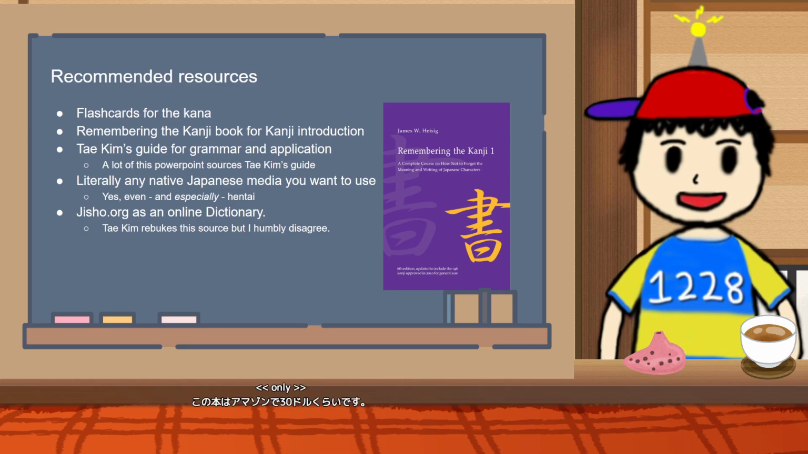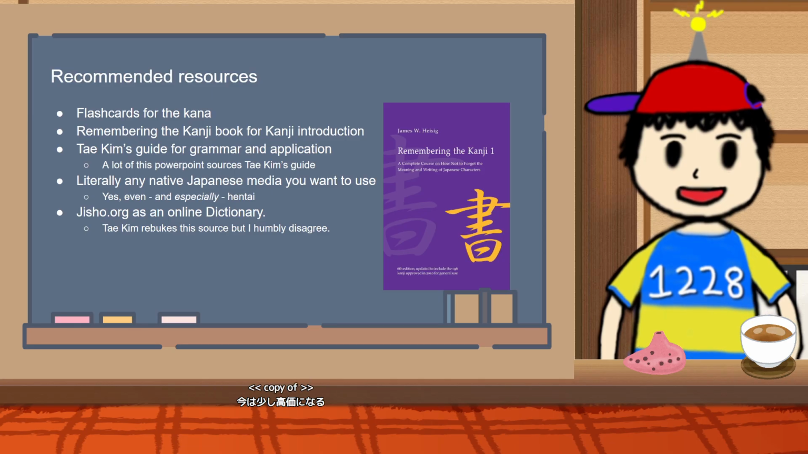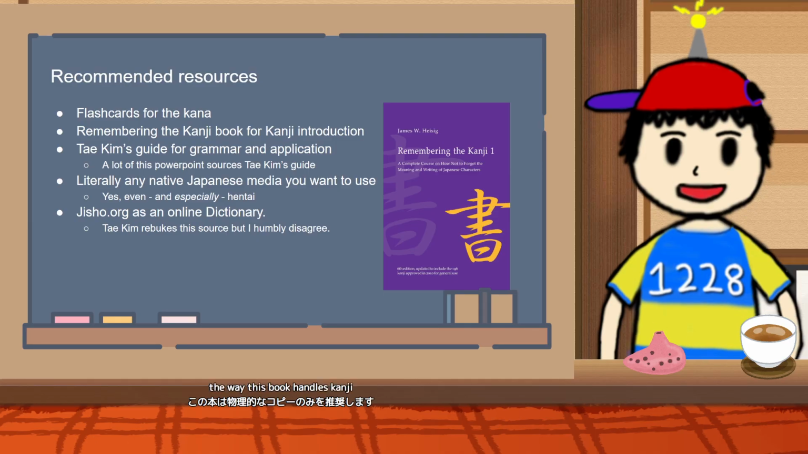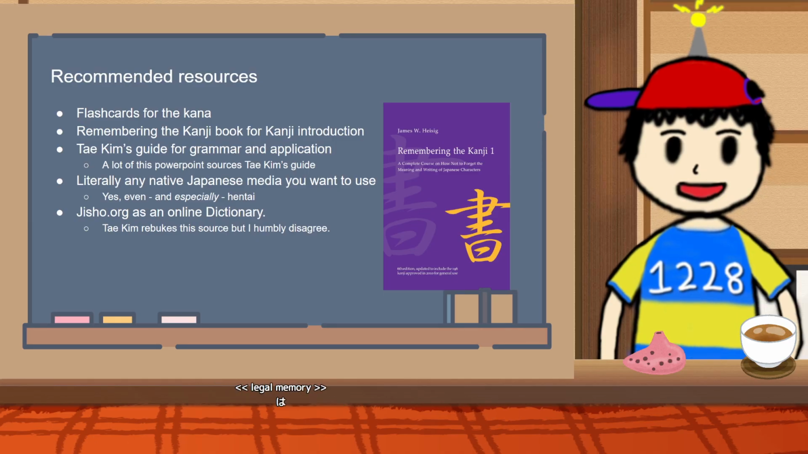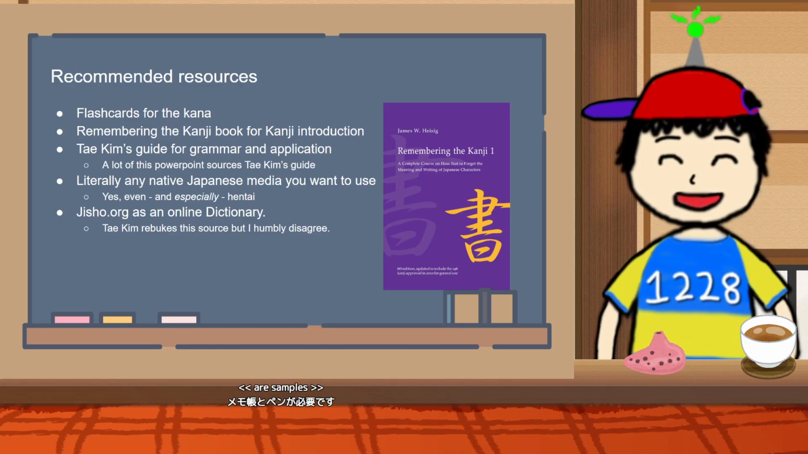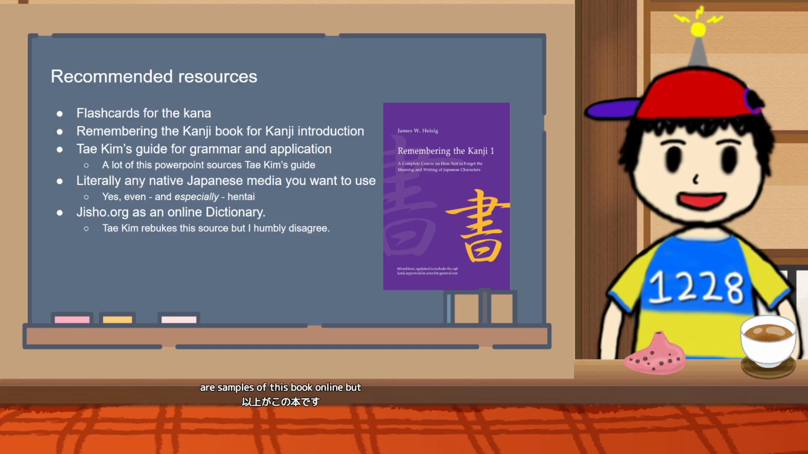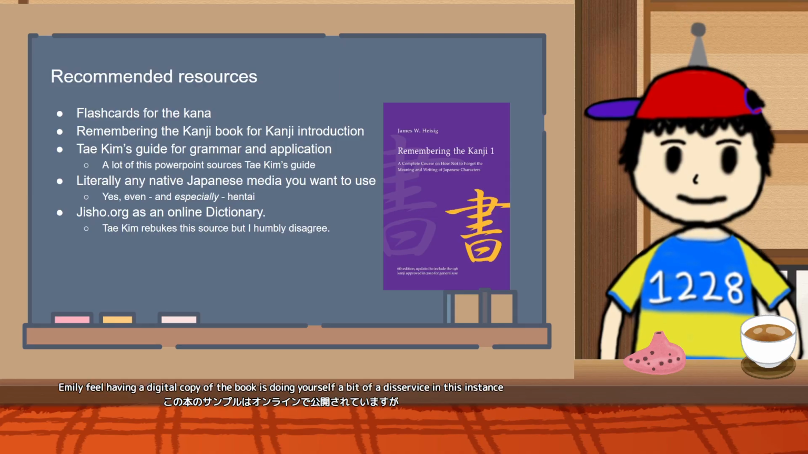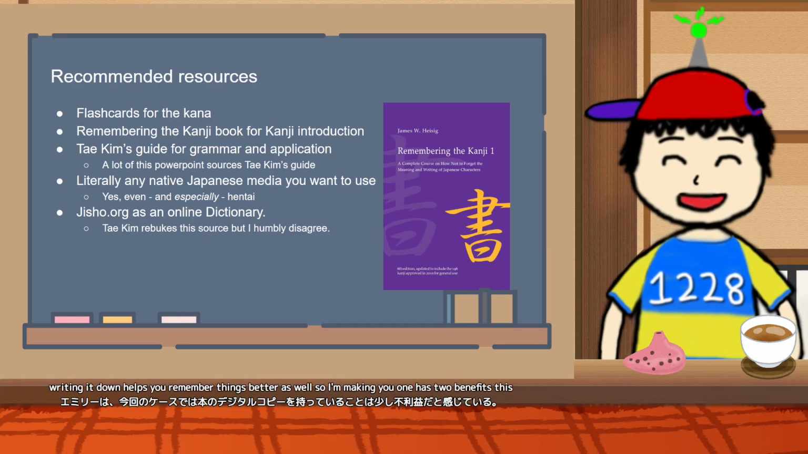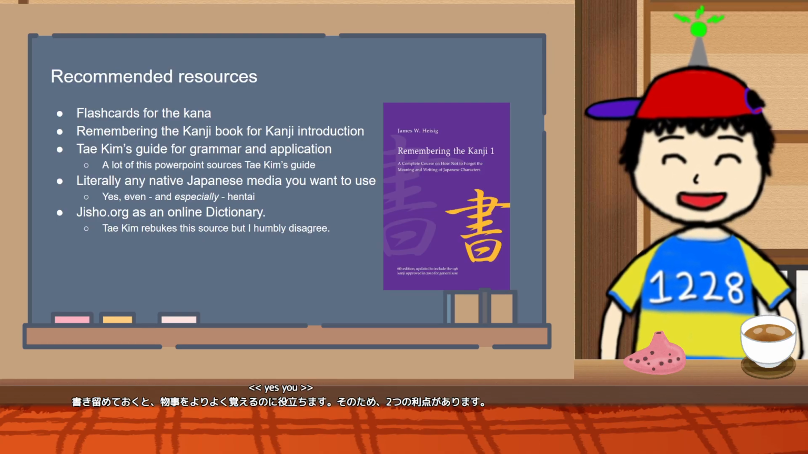I strongly recommend a physical copy of this book. The way this book handles kanji is a very physical memory approach. You're gonna need a notepad and pen. And that's it, and the book. There are samples of this book online, but I personally feel having a digital copy of the book is doing yourself a bit of a disservice in this instance. Writing it down helps you remember things better as well, so making your own has two benefits. This book goes into how that works and why. But yes, you are correct in that.